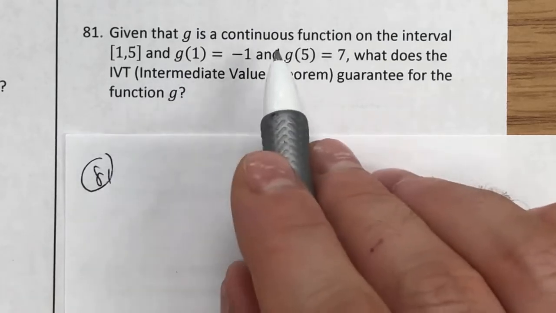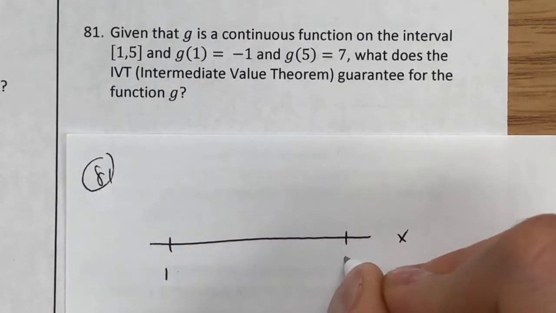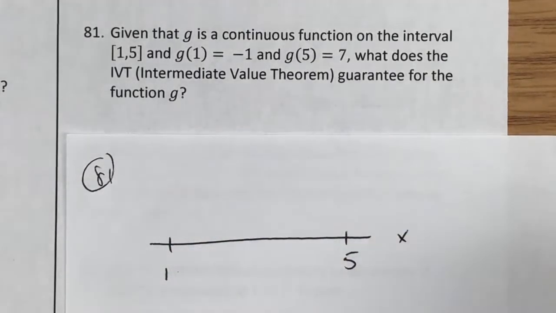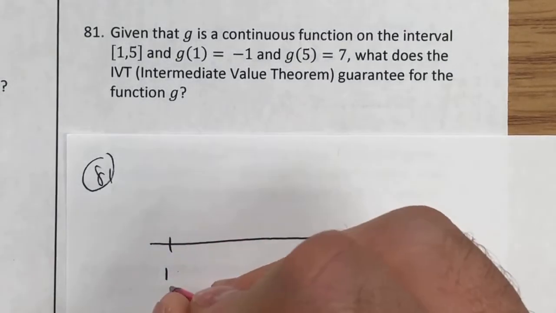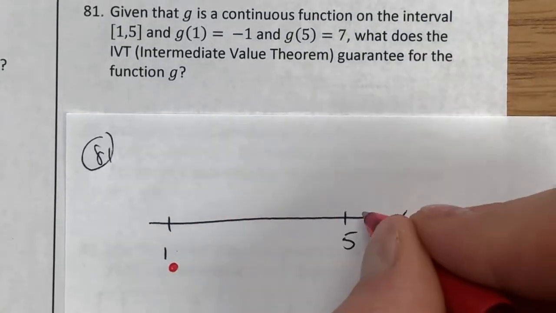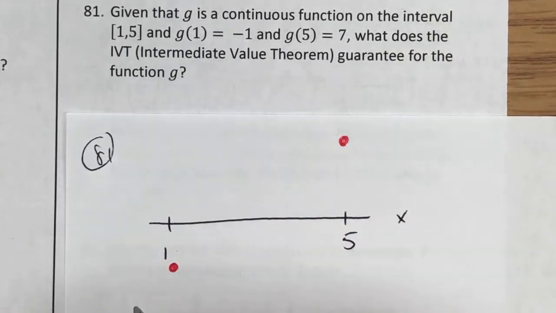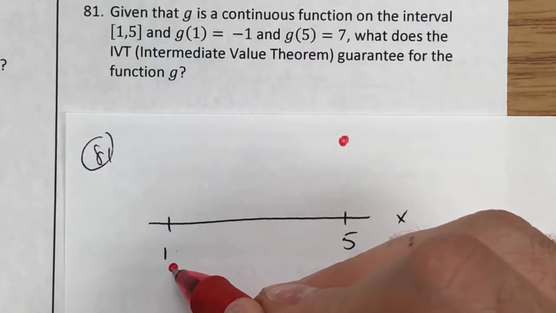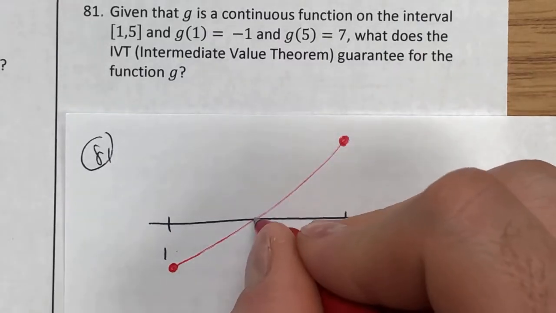Okay, so it's a continuous function from 1 to 5. So on our x-axis from 1 to 5, this function doesn't lift up. We're not necessarily doing this to scale. So at g of 1, we're at -1. And then at g of 5, we are at +7. What does this guarantee for the function g? Well, in order for this function to get from here to here, it must pass through a 0.